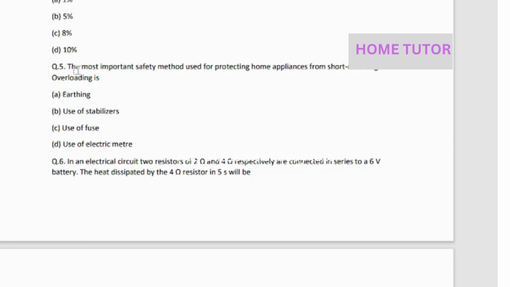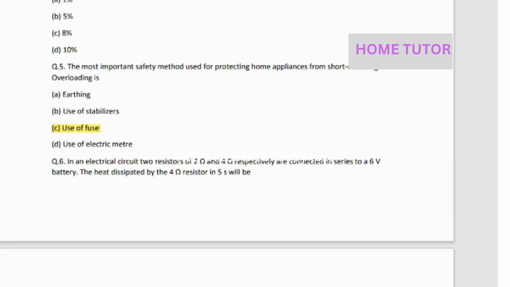So next question, question number 5. The most important safety method used for protecting home appliances from short-circuiting and overloading is option A earthing, option B use of stabilizer, option C use of fuse and option D use of electric meter. So the answer is option C, use of fuse. Fuses are safety devices that are to be built into our electric system.